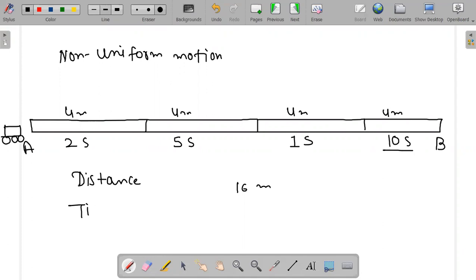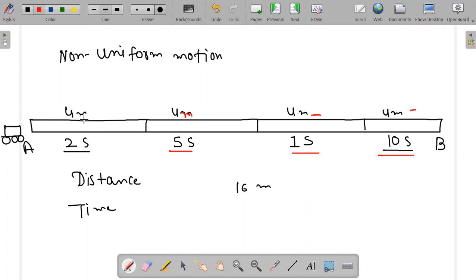Now you can see that both distances and time change. For the first 4 meter, he takes 2 seconds. For another 4 meter, he takes 5 seconds. For another 4 meter, he takes 1 second. And for another 4 meter, he takes 10 seconds. So you can see that there is no uniform motion. What is the meaning of non-uniform motion? Time interval and the distance interval is different.